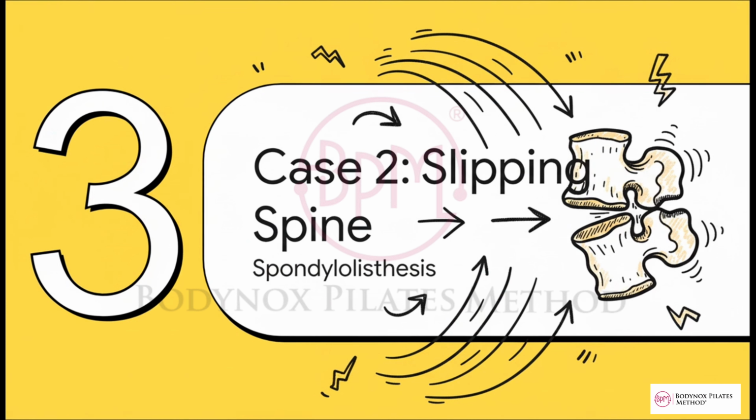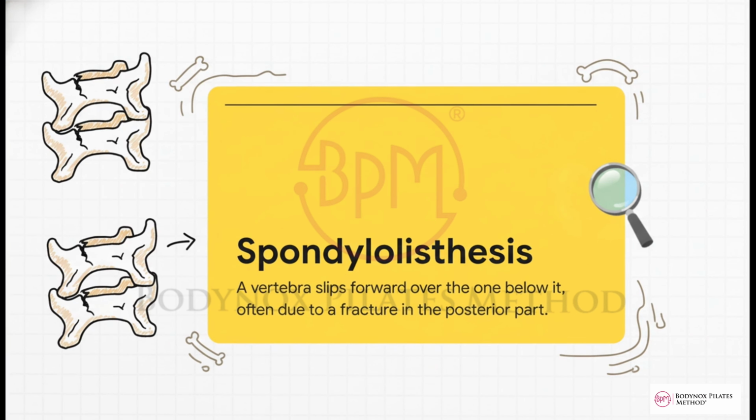Now here, we're not dealing with a pressurized disc. We're talking about a vertebra that has actually become unstable and is slipping forward over the one right below it. So here's the breakdown. It often starts with a tiny little stress fracture in a part of the vertebra. Then, that fracture can allow the entire bone to just slip forward. See, this isn't a disc problem. It's a structural instability in the spine itself. It's a whole different ballgame.